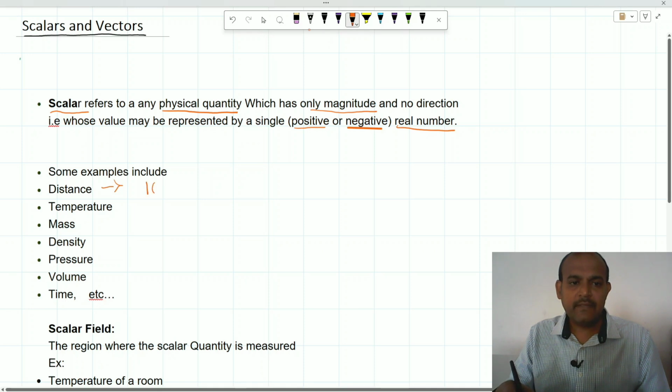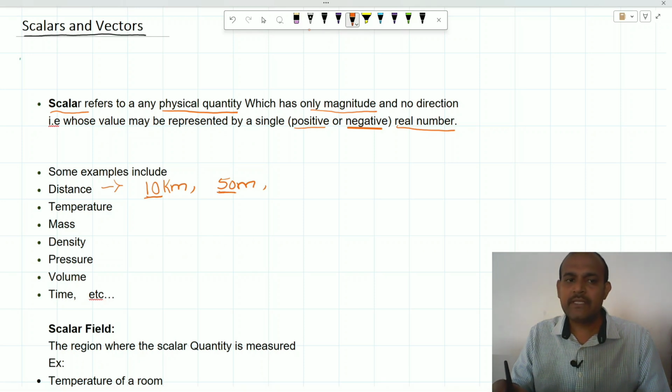For example, if you talk about distance, we only say it is so many kilometers. We are going to talk only about the value 10. So it is 10 kilometers, or it may be 50 kilometers or 50 meters. So what does it mean? We are representing that parameter only with the number, that is called the magnitude. Such type of quantities, we call it a scalar.